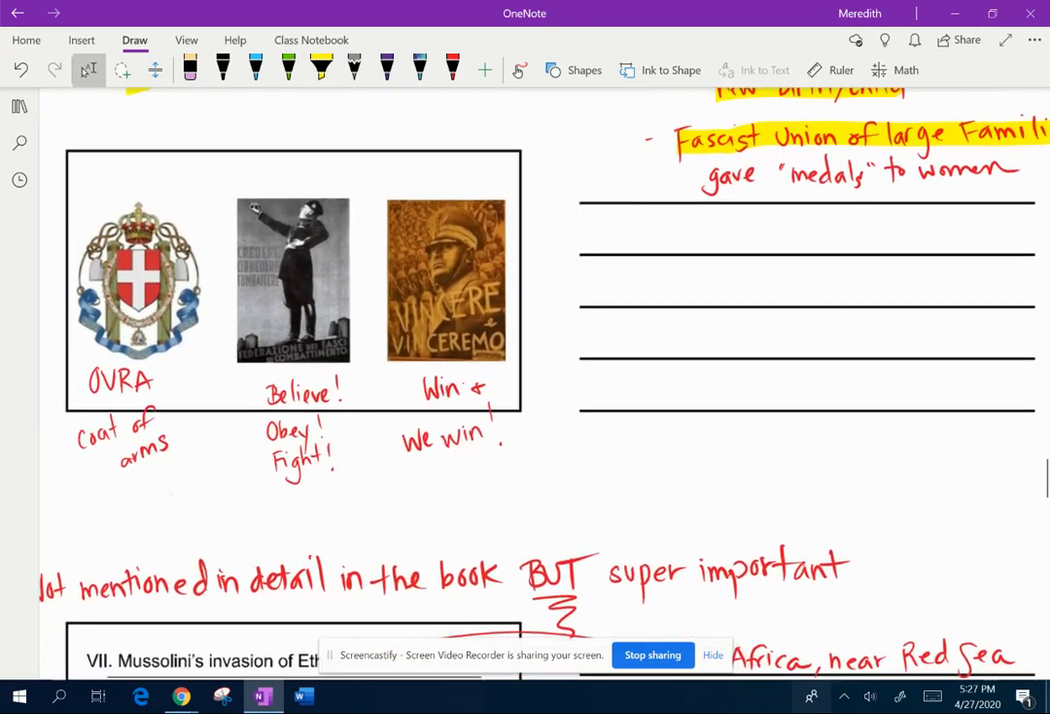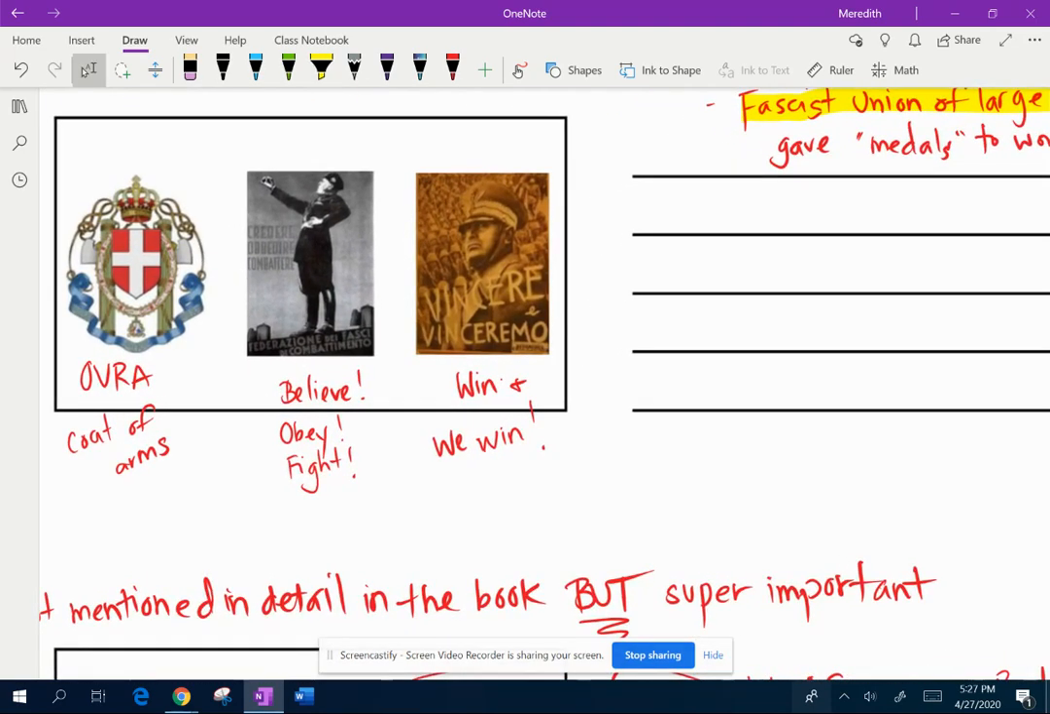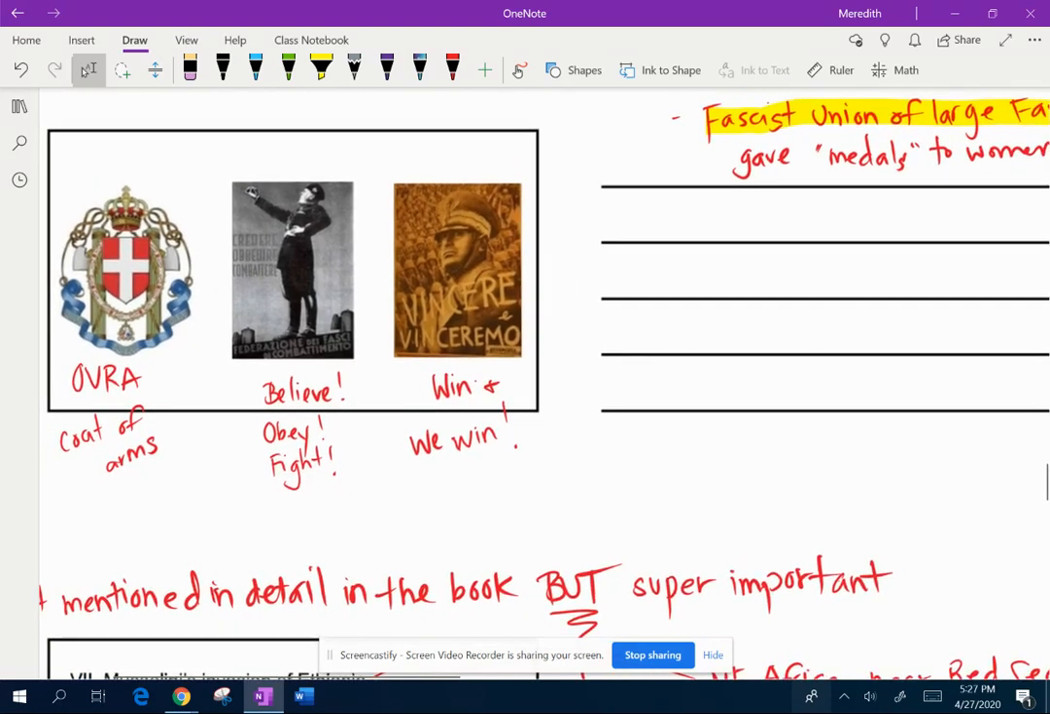So over here, I've got the coat of arms for the OVRA. So this is like their symbol that they would put on everything. It's also going to be the coat of arms for Italy during this time period. And I also found two really interesting Benito Mussolini Il Duce propaganda posters. So here you have an Italian credere, obbedire, and combattere, which translated is going to be believe, obey, fight.